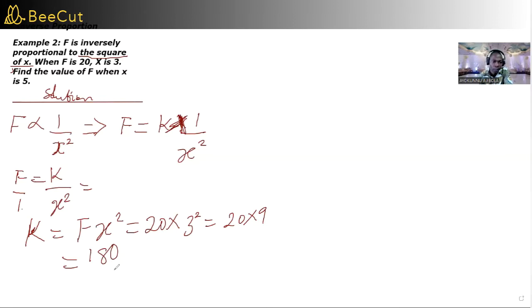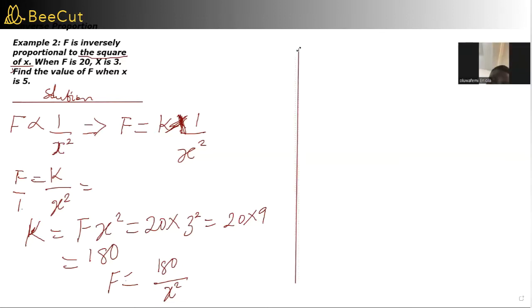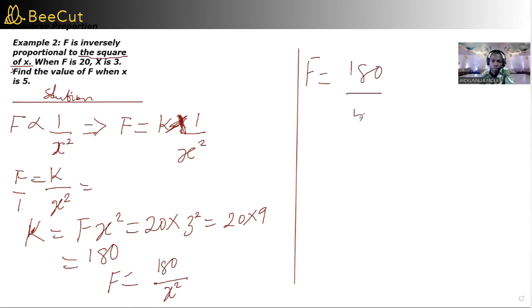So that k can go back to the relationship. I have f equal to k, which is 180, all over x squared. So now we're going to go ahead and find the value of f when x is 5. So here now, f equals 180 all over 5 squared. So where did I get 5 squared?